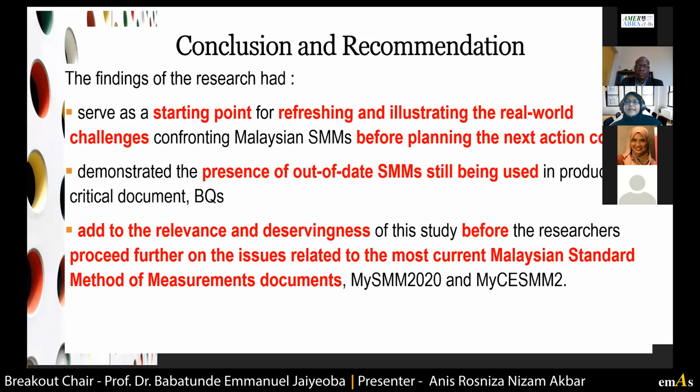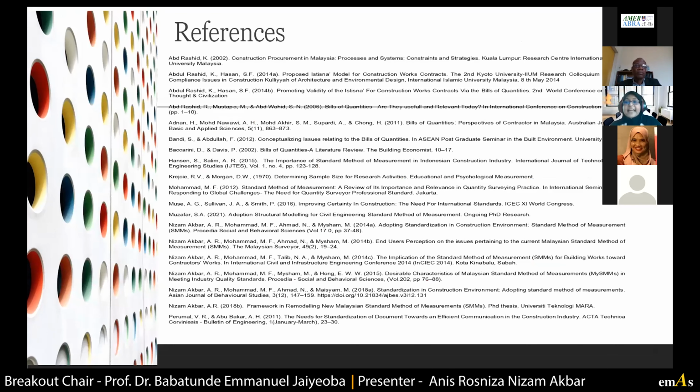The findings significantly add to the relevance and diversity of the study, because the researcher can proceed further on issues related to the most current Malaysian standard methods of measurement, which are My SMM 2020 and My CESMM 2. Last but not least, developing an acceptable standard document is a big challenge, coupled with human behavior that is unwilling to change, which actually adds burden to the government bodies.